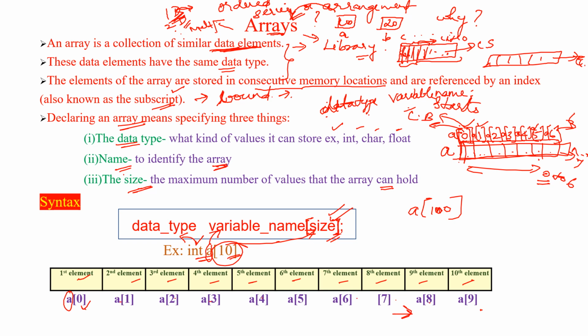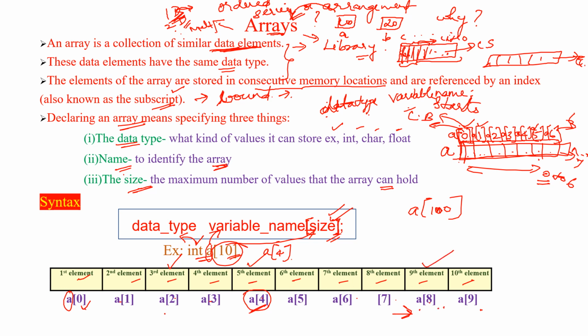So if you want to access an element of the array, for example the 5th element, you have to give a of 4. The 5th element always means minus 1, because the index is starting from 0. So you can access the element by giving a of 4. Similarly, if you want to access the 3rd element, it will be a of 2. If you want to access the 9th element, it will be a of 8.